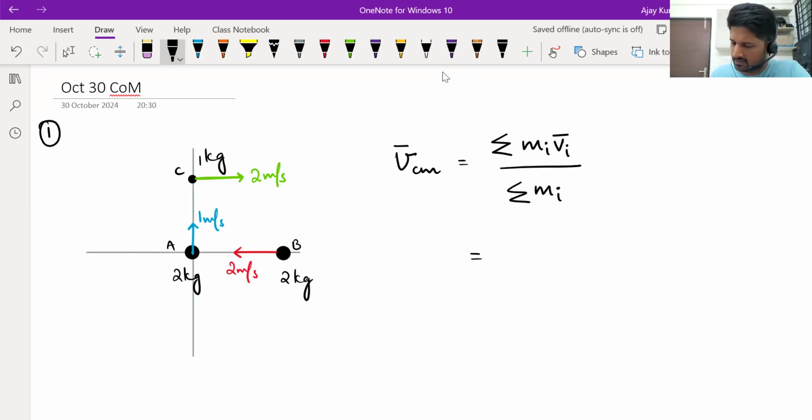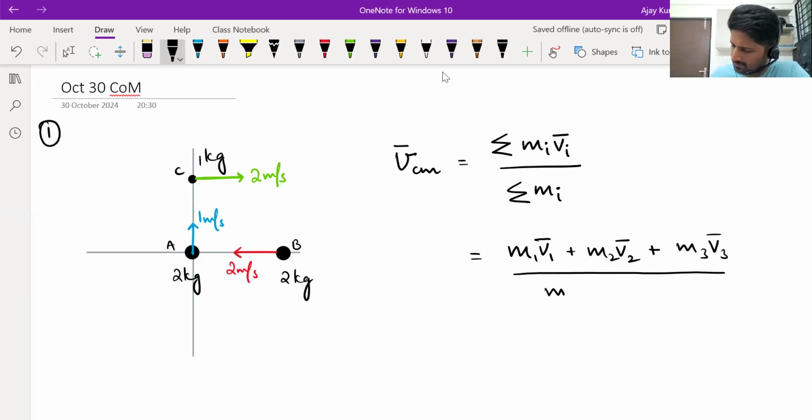Basically, m1 v1 plus m2 v2. How many ever particles are there, you have to add the momentum of all those particles. In this case, there are only three. Plus m3 v3 divided by m1 plus m2 plus m3.